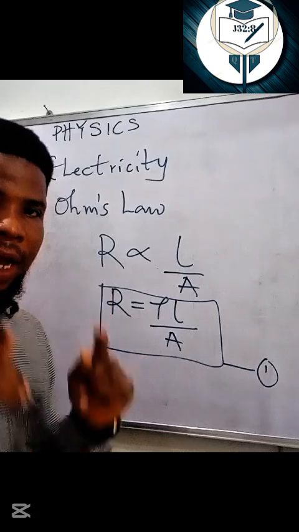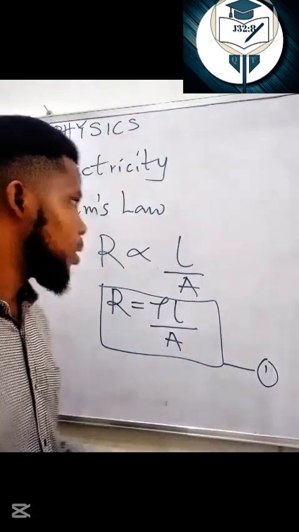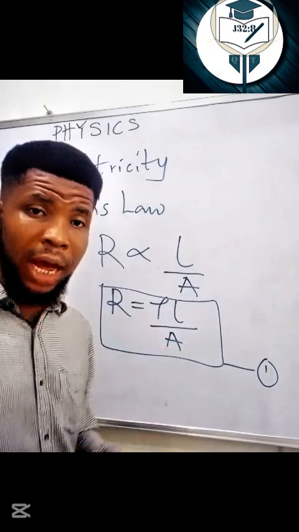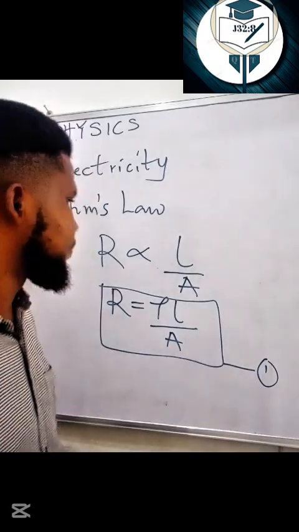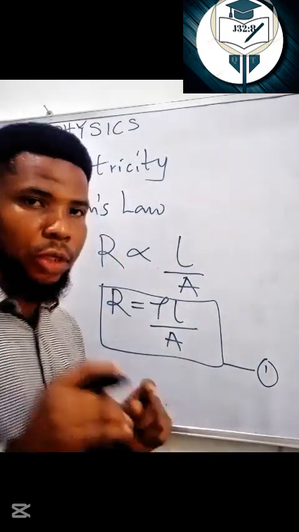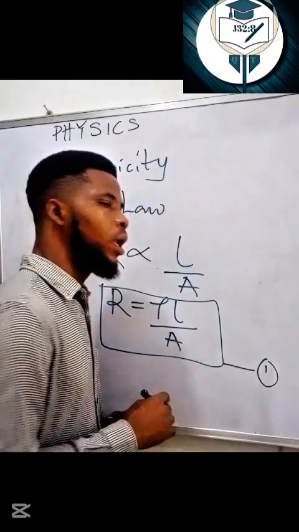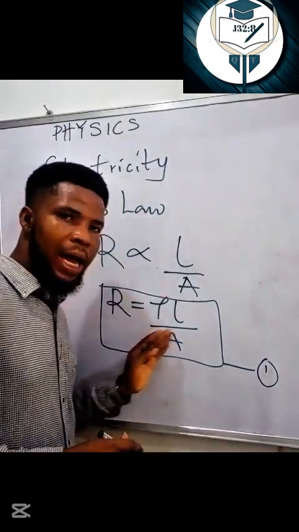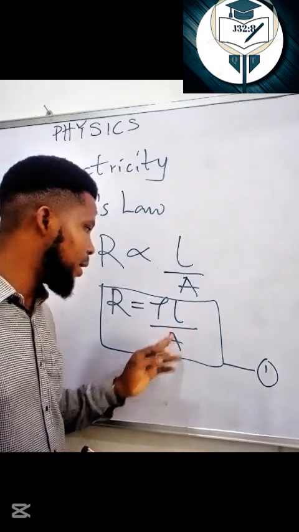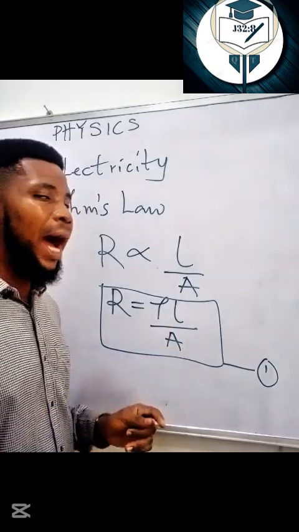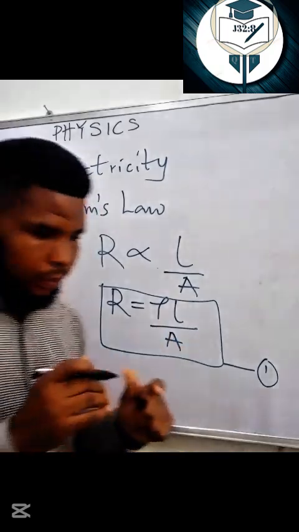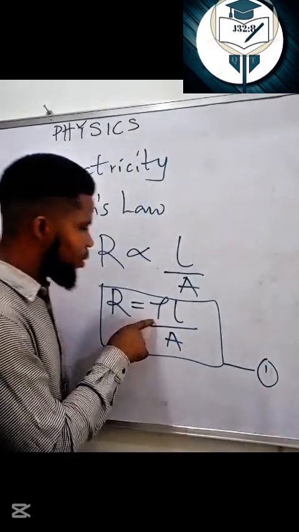Now, we said in Ohm's law, the current flowing through a metallic conductor is directly proportional to the potential difference, provided that temperature and all other physical factors remain constant. These are the physical factors we are talking about: the length, the area, and the nature of the material, which is factored in this resistivity. Now, I want to discuss this resistivity.